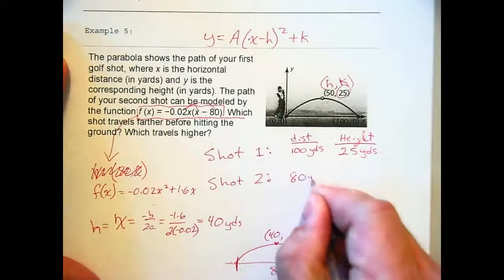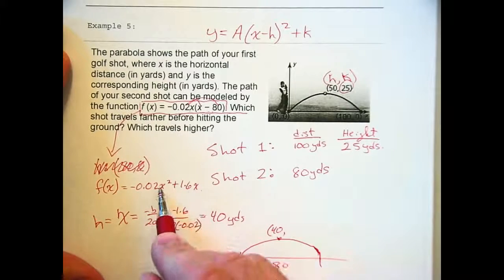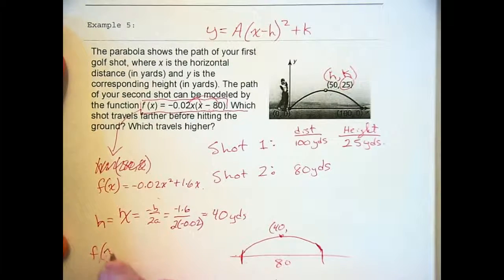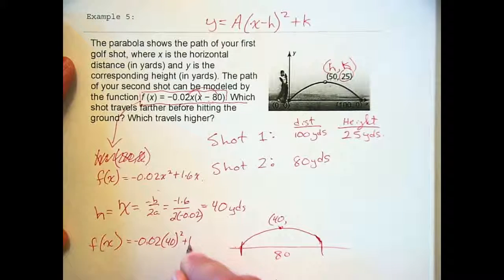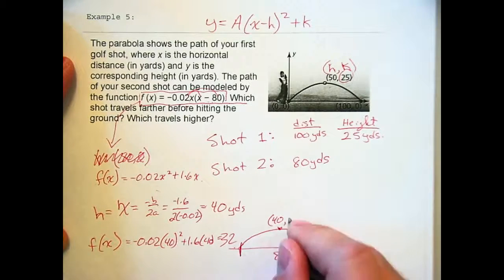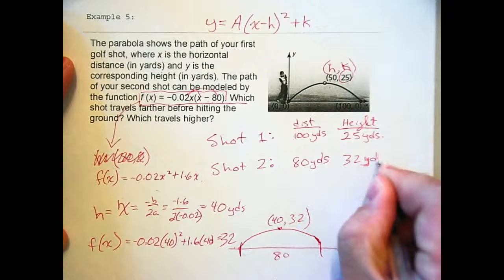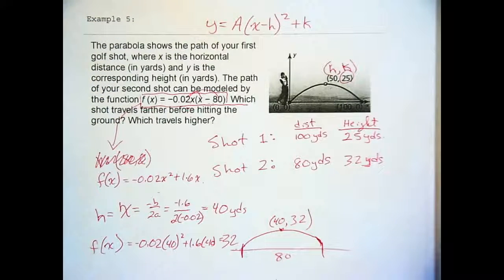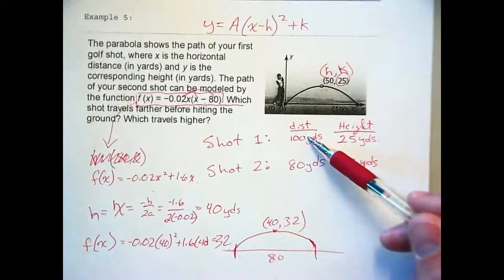How do we find the height? So we know this. Yeah, you plug it back in. Okay, so we plug it in. We go, okay, f of x equals negative 0.02 times 40 squared plus 1.6 times 40 is 32. The height is 32 yards. All right. Which one goes further? Shot 1. Which one travels higher? Shot 2.